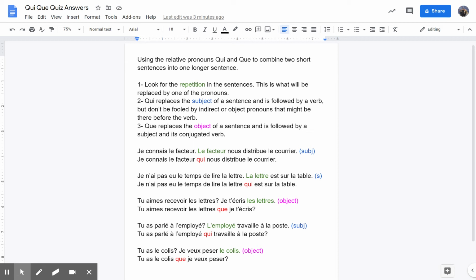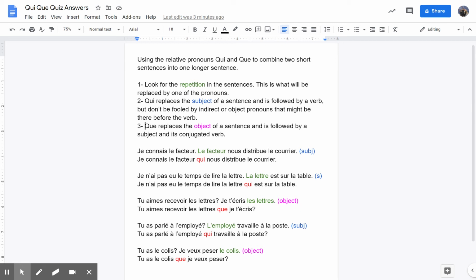And it's important to remember that qui is going to come before a verb. Qui acts as a subject. Que we use to replace the object of a sentence, and que is going to be followed by a subject. And again, it's a conjugated verb. So you need to make sure that the verb that is following that pronoun that might be there is conjugated for that pronoun.